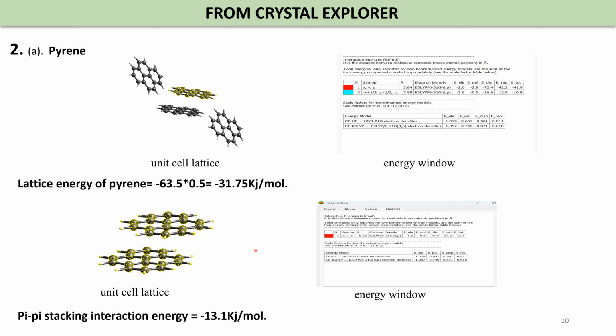And then we calculated the pi-pi stacking interaction energy for the pyrene molecule. Then we took the two rings such that the electron clouds of the two rings interact to form the pi-pi interaction, and this is the energy window obtained here. Then we calculated the pi-pi stacking interaction energy as minus 13.1 kilojoule per mole.